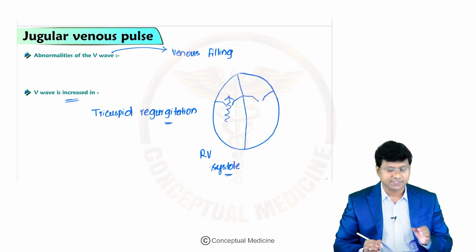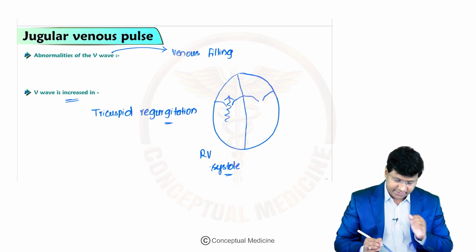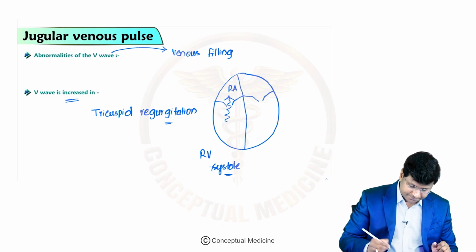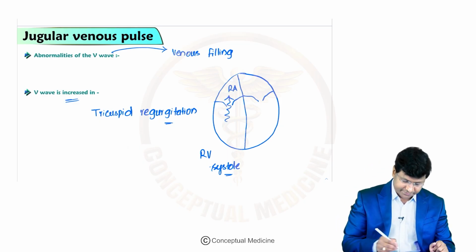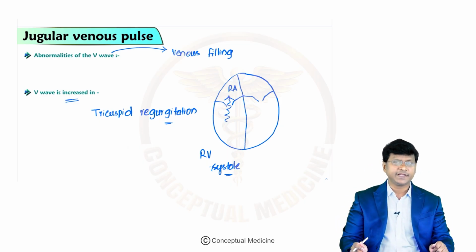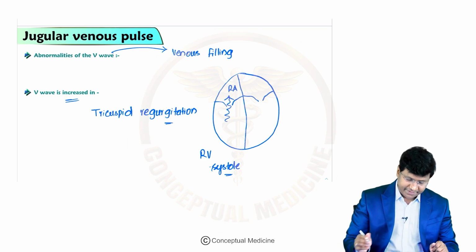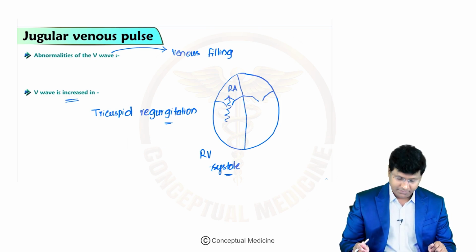Right, during the RV systole, the blood from the right ventricle enters into the right atrium. That is during right ventricular systole. That is what will happen in patients with tricuspid regurgitation.